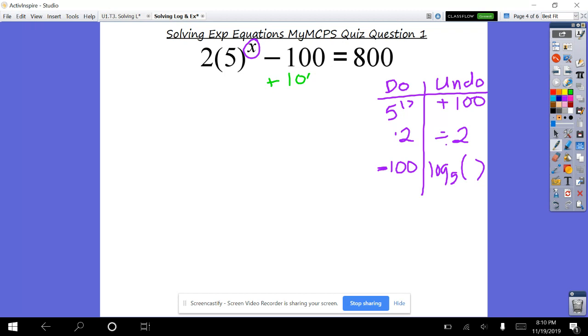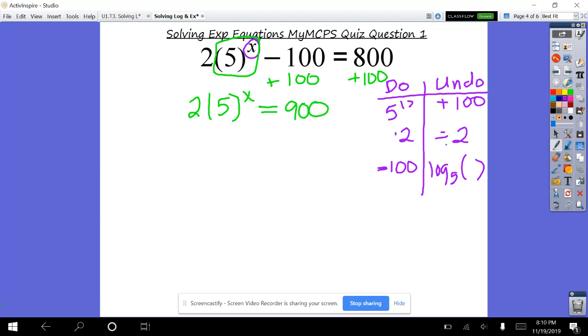If you don't use the do-undo chart, just think you need to get 5 to the x by itself. Whatever number you have, wherever x is in the exponent, that's the part you need to get by itself. So we have to get rid of the minus 100 and the 2. Add 100 to both sides. We're left with 2 times 5 to the x equals 800 plus 100 gives us 900.